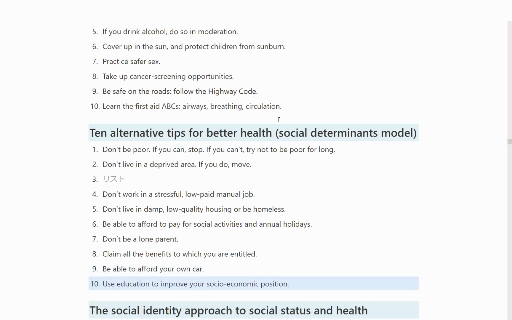Well, I expected that these tips would focus more on social factors, but actually it still talks a lot about individual behaviors, I think. But I think the point here is not so much about how individuals should behave or what kind of actions individuals should take, but it talks a lot about the social situations that people are in.